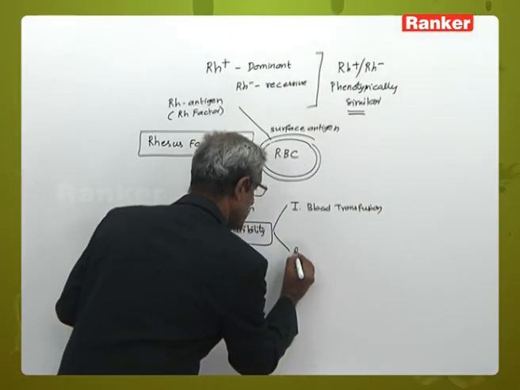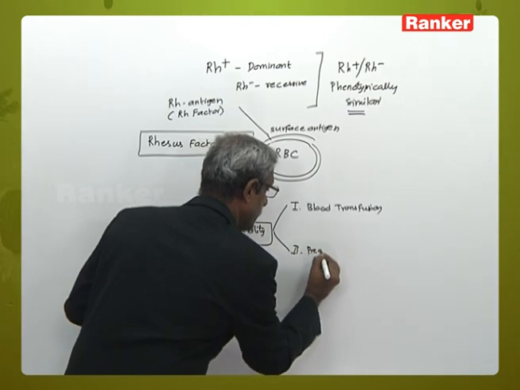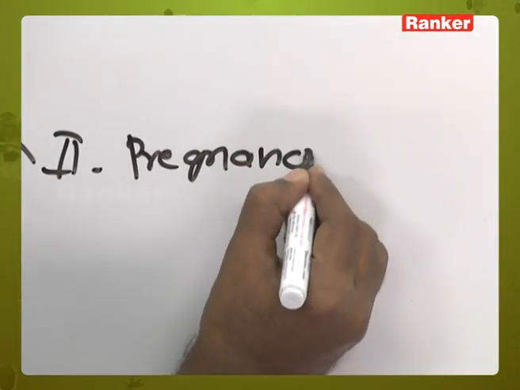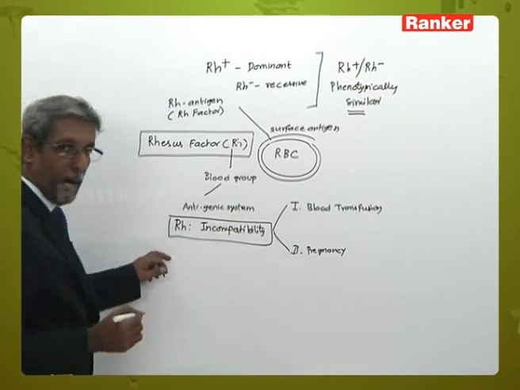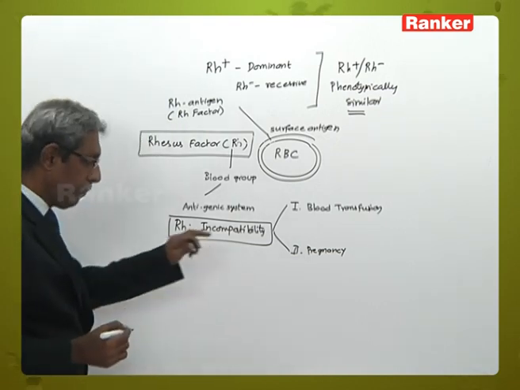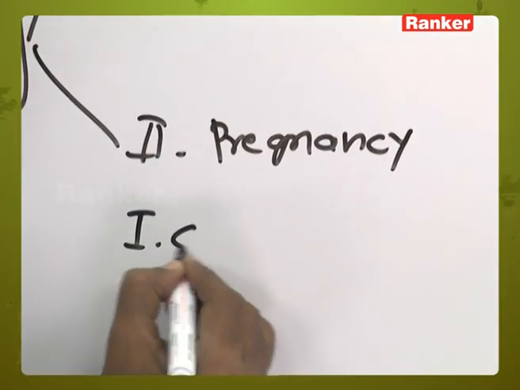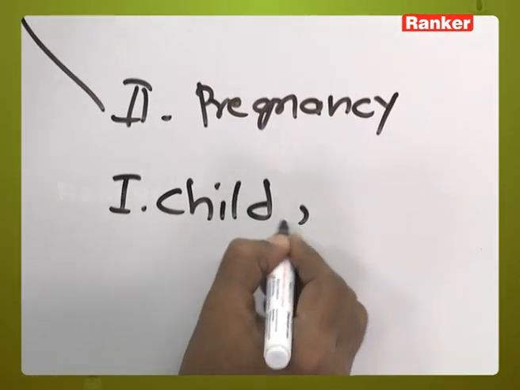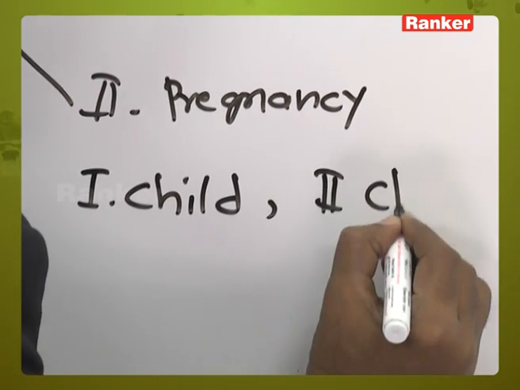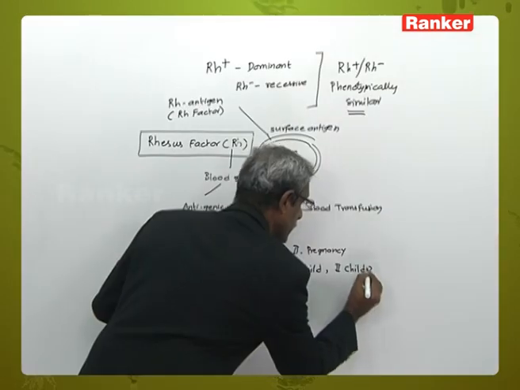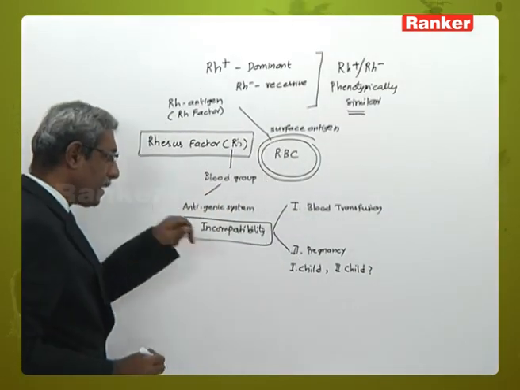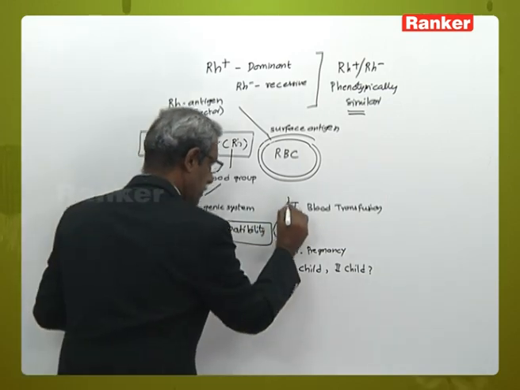And second, it can also occur during pregnancy. How does Rh contribute to pregnancy when the first child is born, as well as when the second child is born? So we will have to study Rh incompatibility in terms of blood transfusion.